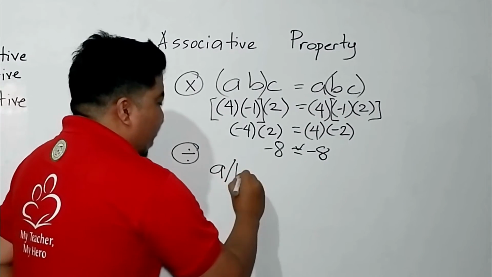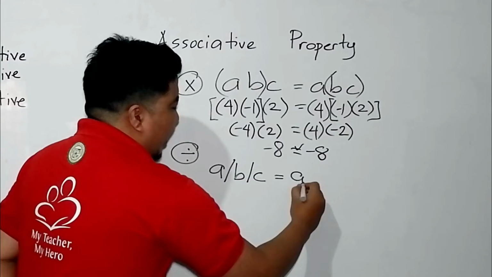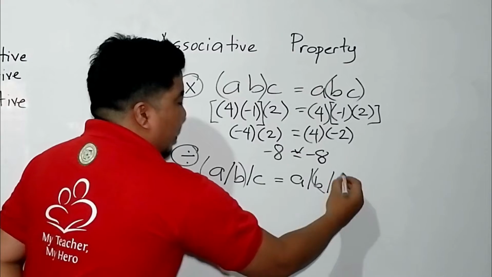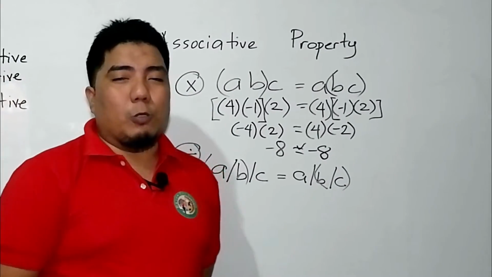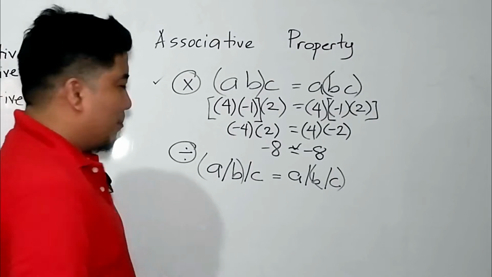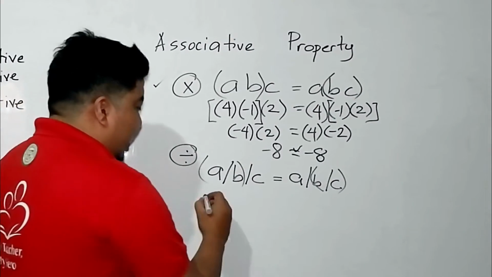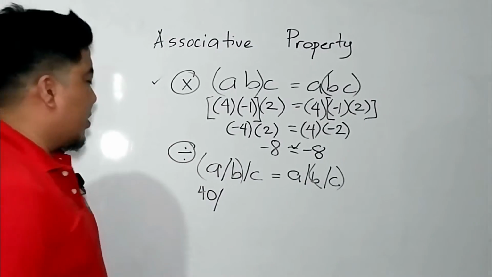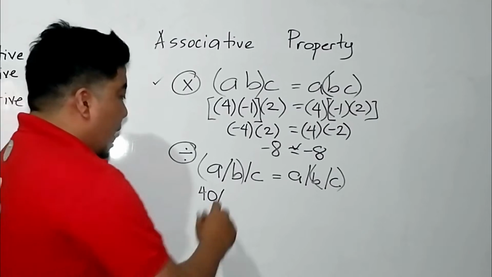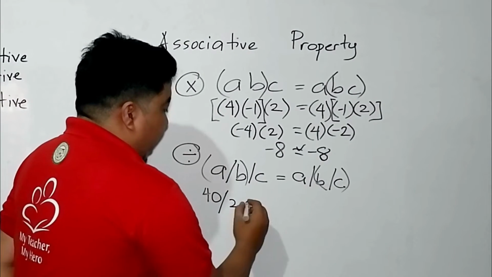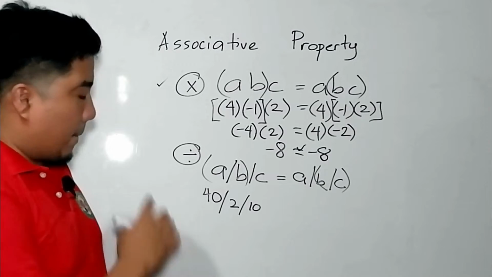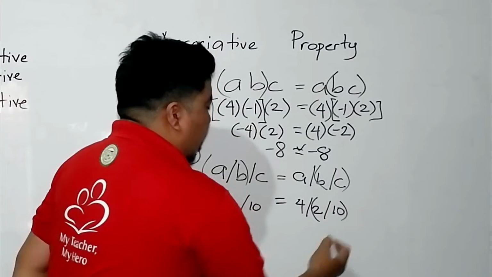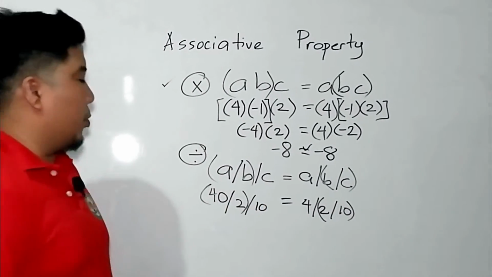We have A divided by B divided by C. It's just the same as A divided by B divided by C, such that if we start with the first 2, this is just the same as if we start with the last 2. Let us check whether that is correct. Let's say A is 40, B is 2, and C is 10. So we start here, with the first 2.